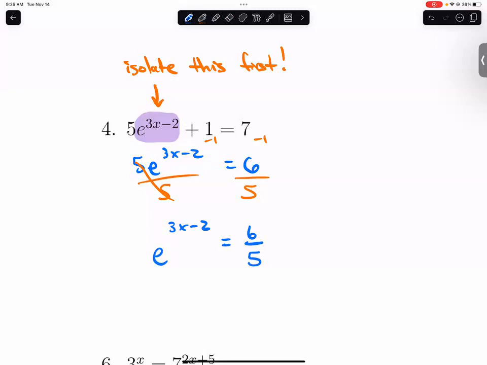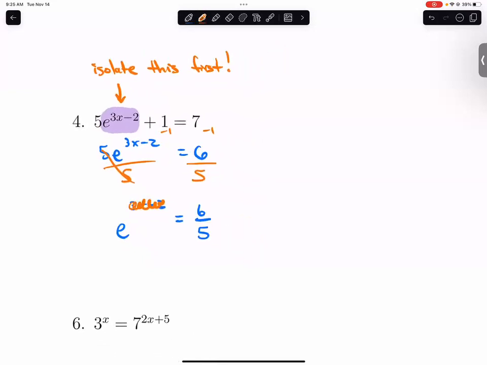Okay, so now we've got e, don't worry about what it is yet, to some power is 6/5. So what do we do? Take a log. What kind of log? The base is e, so let's use log base e, or natural log, right? If I choose the log to match the base that's already there, that ought to make life about as straightforward as I can get it.